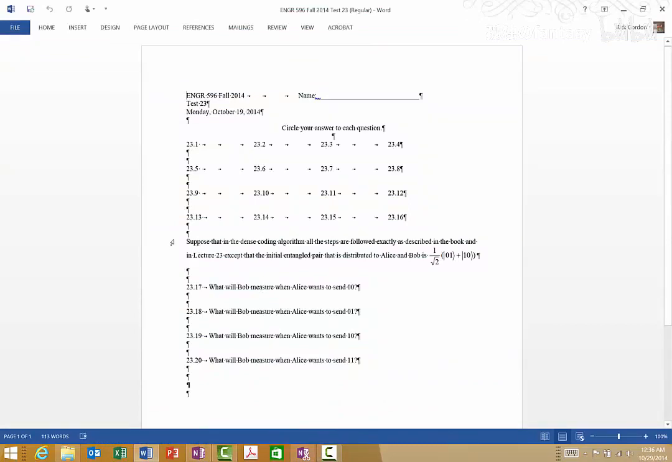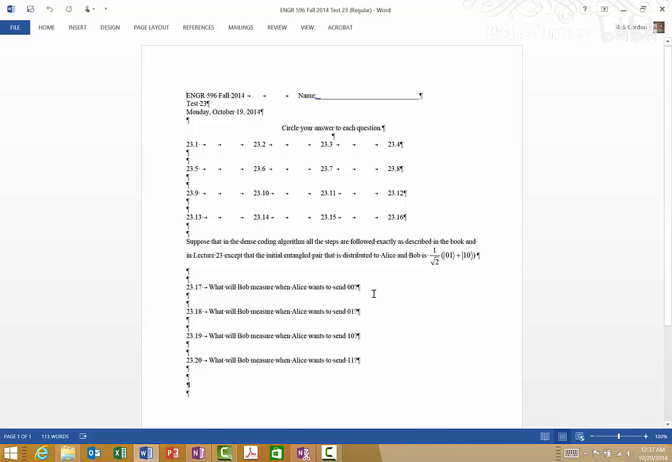This is on quiz number 23. We had this question. We said that suppose that in the dense coding algorithm all the steps are followed exactly as described in the book and in Lecture 23, except that the initial entangled pair that is distributed to Alice and Bob is 1 over square root of 2, |01> plus |10>, instead of the usual 1 over square root of 2, |00> plus |11>. And we ask, what will Bob measure when Alice wants to send 00, when she wants to send 01, when she wants to send 10, and when she wants to send 11.